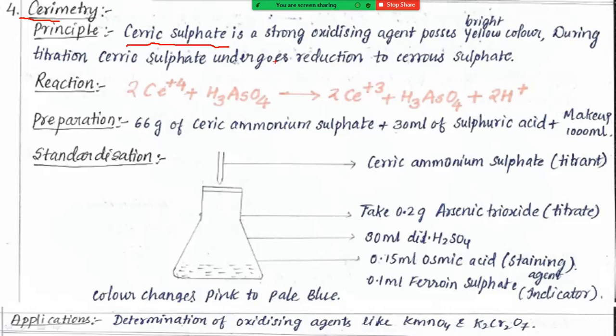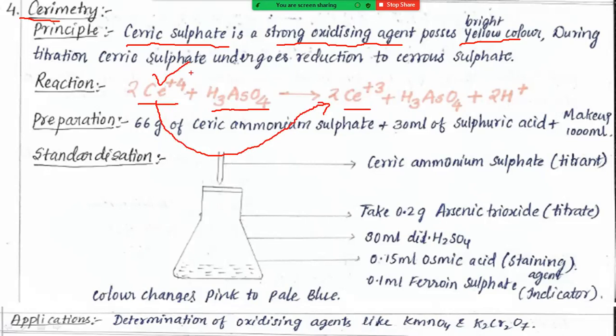And this ceric ammonium sulfate is also a strong oxidizing agent, like potassium dichromate and potassium permanganate, which possesses a bright yellow color. Bright yellow color compound. Ceric ions will be useful here. These are oxidizing agents which will oxidize the adjacent compound. The adjacent compound will be oxidized by this oxidizing agent, but here this oxidizing agent gets reduced itself and converts into cerous ions.